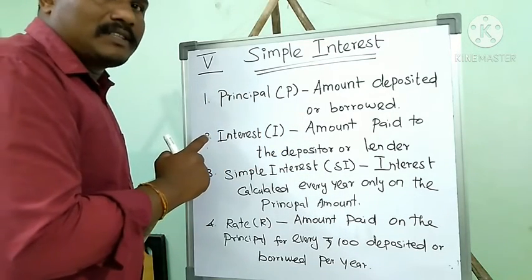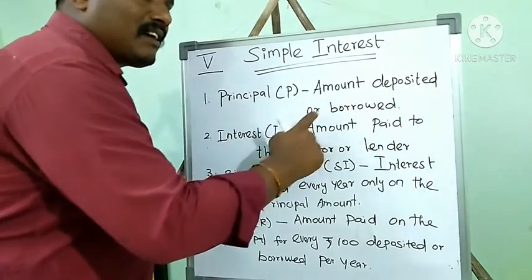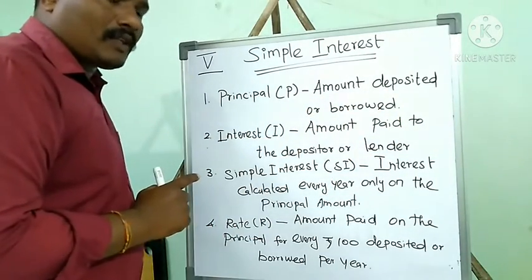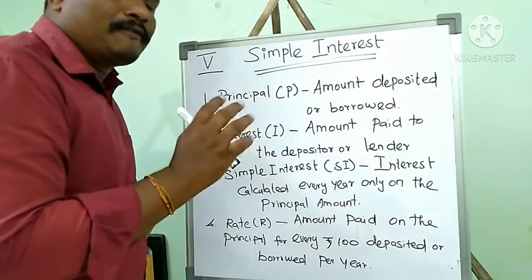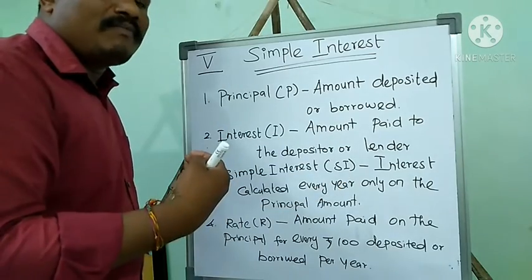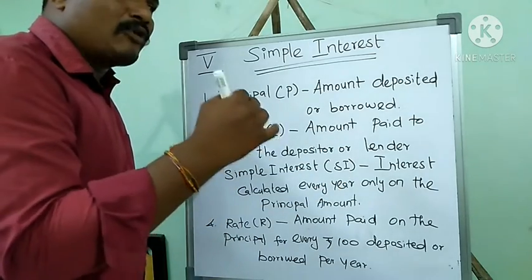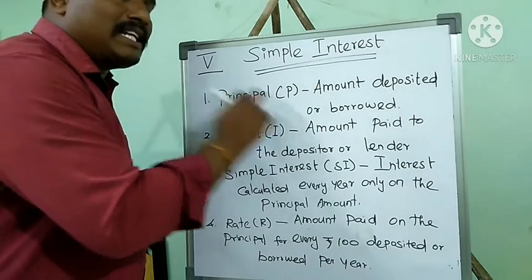What is principal? Principal is nothing but the amount deposited or borrowed. In your bank, if you deposit an amount, or sometimes you borrow an amount from the bank, this amount is called the principal amount or principal. We denote it by P.